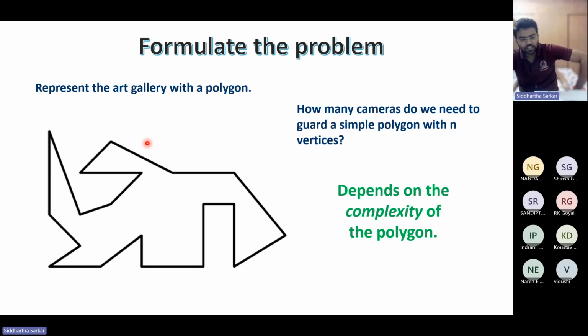Let us say there is a regular n polygon. All the sides are equal. Then that's a convex polygon. And if you put the camera anywhere in the interior of the polygon, then the entire polygon will be visible. So by definition, every point is visible from every other point within a convex polygon. But if the polygon is more complicated, then more cameras might be required. So how many cameras are required for an n vertex polygon also depends on the complexity of the polygon.